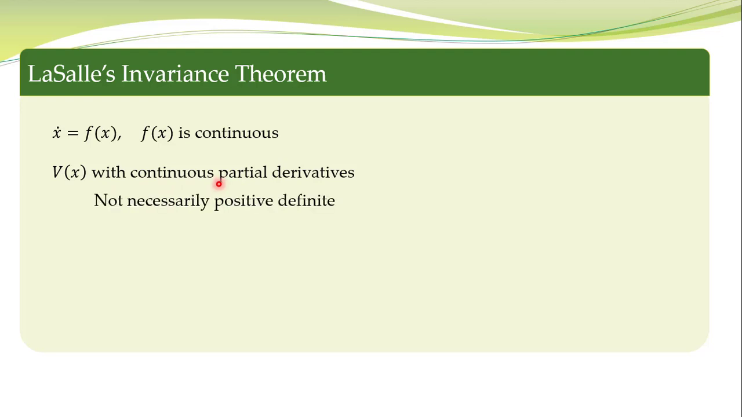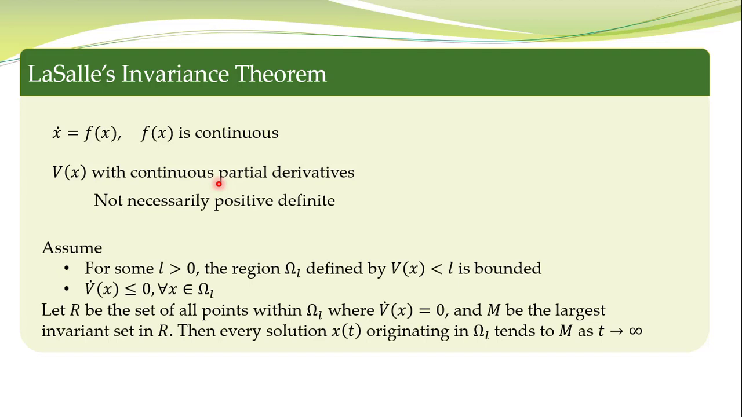and furthermore we have some assumptions. Firstly, omega L, where L is some positive constant, is a set of points in state space for which this condition is satisfied, and this set is bounded. Furthermore, the derivative of this function is less than or equal to 0 for all x in this set.